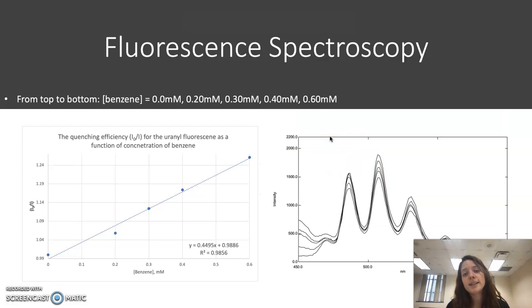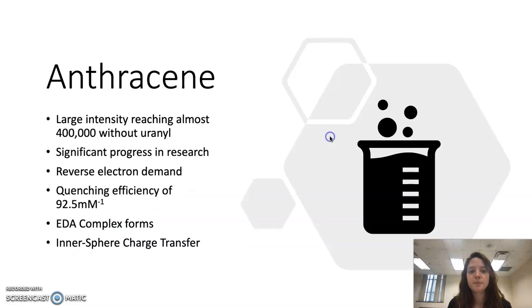We moved on to the fluorescence spectroscopic analysis of benzene with uranyl and noticed that with each increase in the concentration of benzene, there was a decrease in the fluorescence of uranyl, however at a smaller rate. It resulted in the quenching efficiency of 0.4495, which is less than 1, and means that it follows the Stern-Volmer quenching mechanism perfectly, however at a lesser rate.